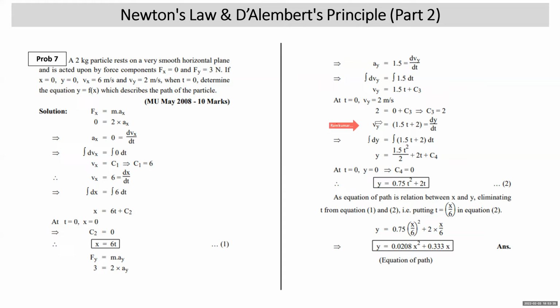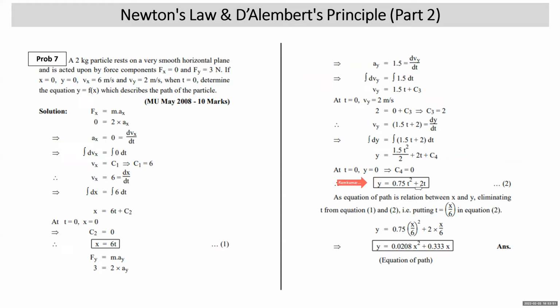Write vy as dy upon dt. Separate terms, integrating both sides, you get y is equal to 1.5t square by 2 plus 2t plus c4. Again, apply the boundary condition: at t equal to 0, y is 0. You get c4 as 0. So y is equal to 0.75t square plus 2t.